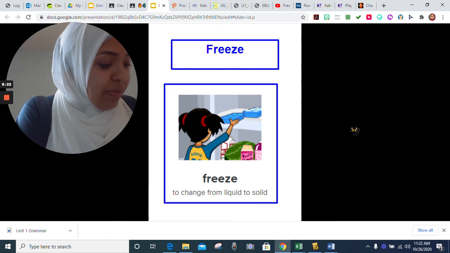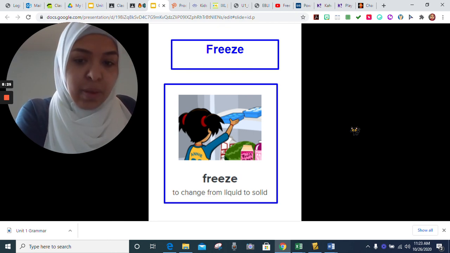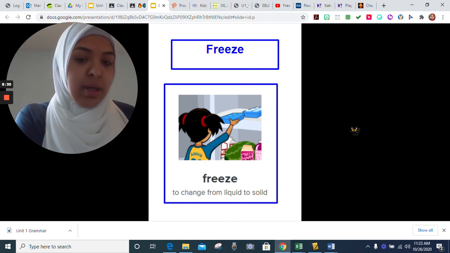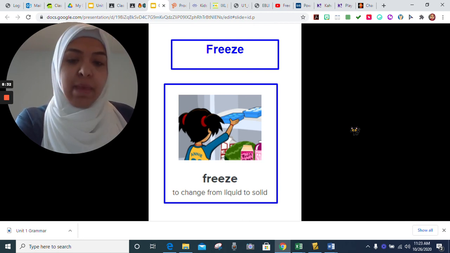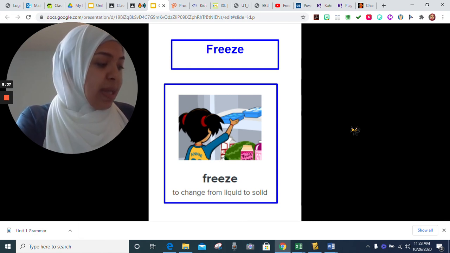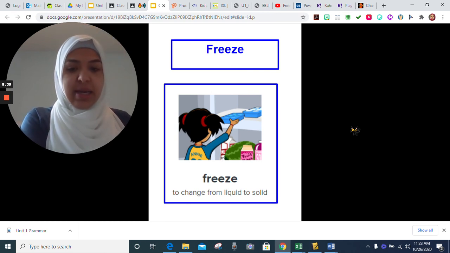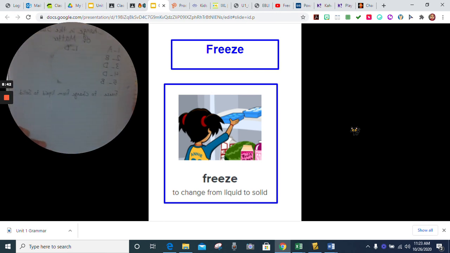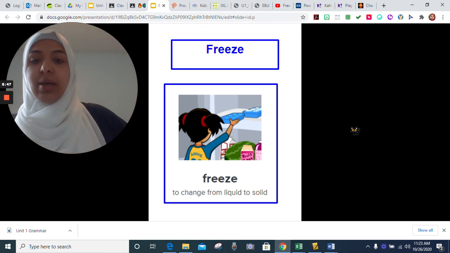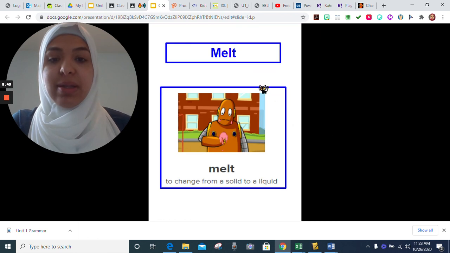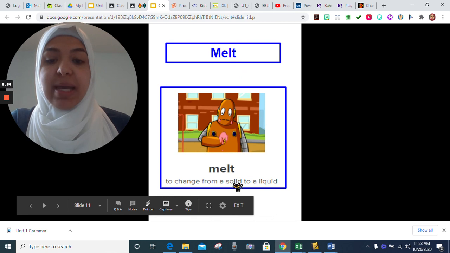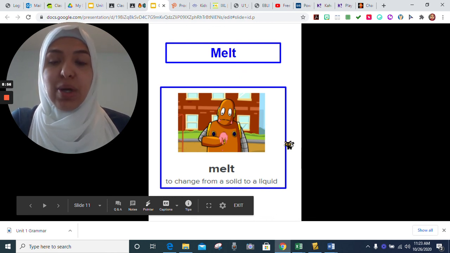You're going to write freeze, to change from liquid to solid. Don't forget a period at the end. So that's how you should write it. You write the word and then the definition. Keep on going with the rest of the words. The next word is melt. Means to change from a solid to a liquid. Go ahead and write that.